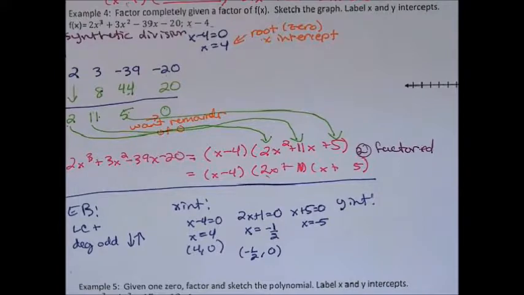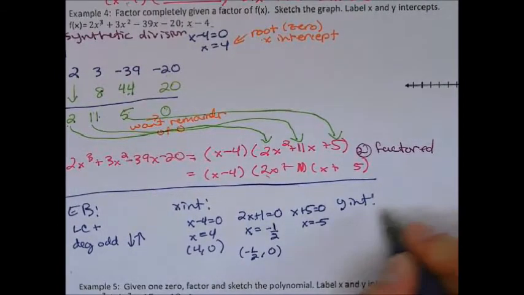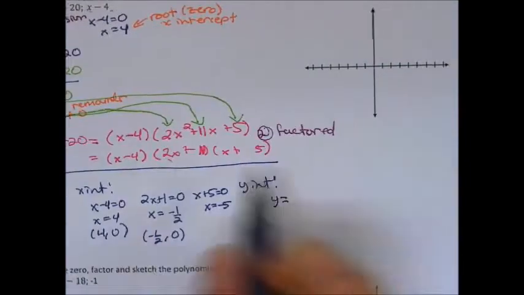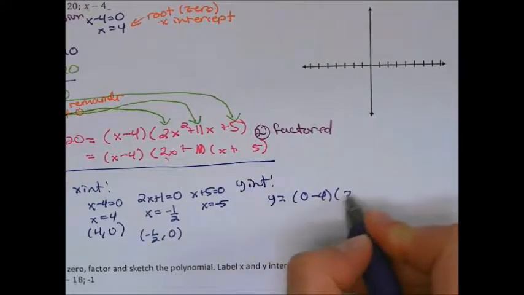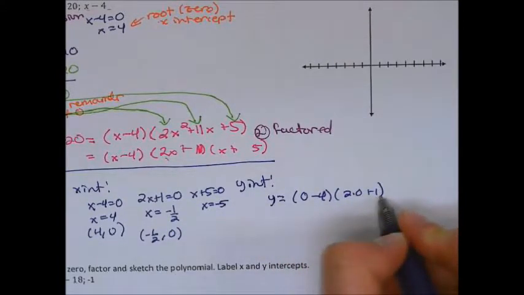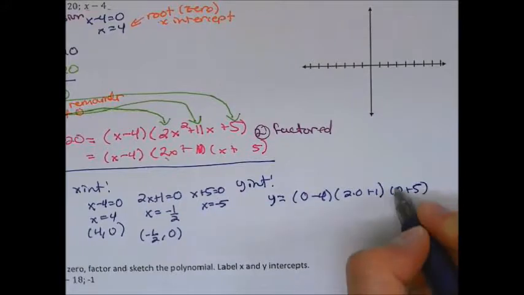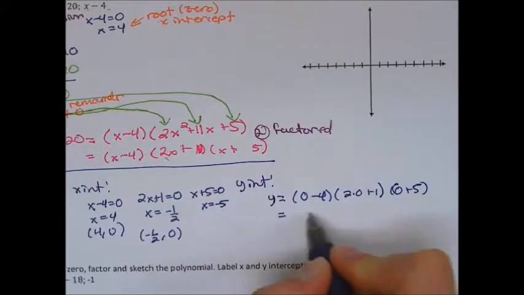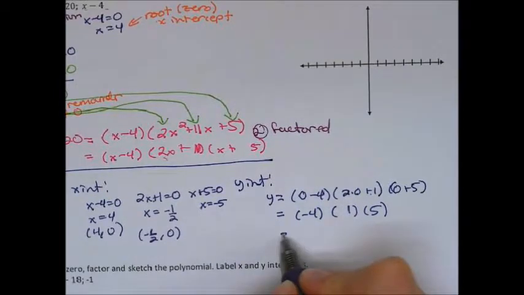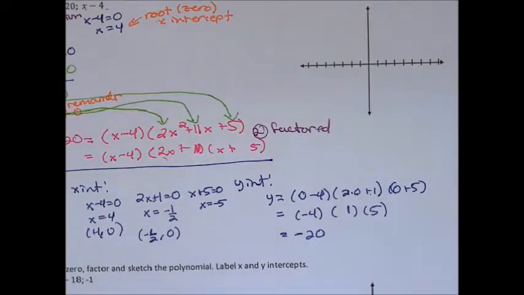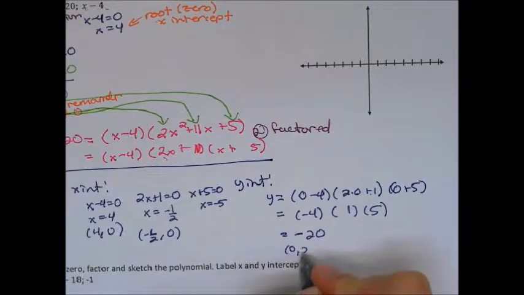For our y-intercept, we're going to set x equal to 0. So I'm going to use my factored form. 0 minus 4, 2 times 0 plus 1, 0 plus 5. I get negative 4. 2 times 0 is 0, plus 1 is 1, times 5, I get negative 20. So our y-intercept is 0, negative 20.